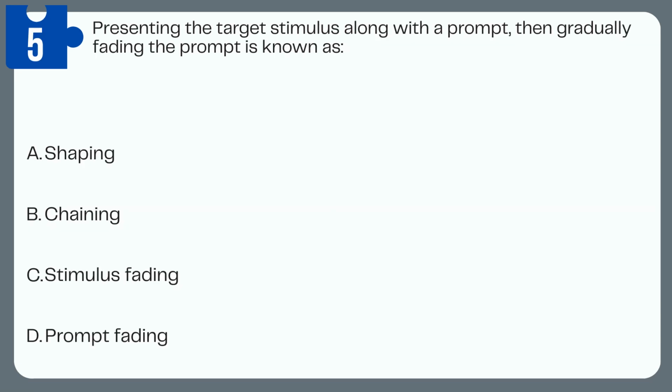Question 5. Presenting the target stimulus along with a prompt, then gradually fading the prompt, is known as: A. Shaping, B. Chaining, C. Stimulus fading, D. Prompt fading.